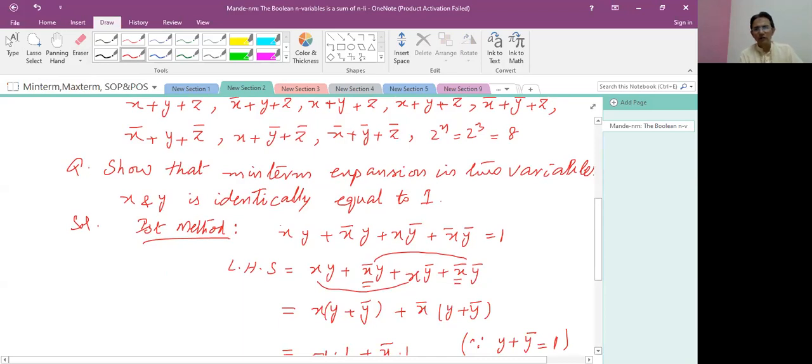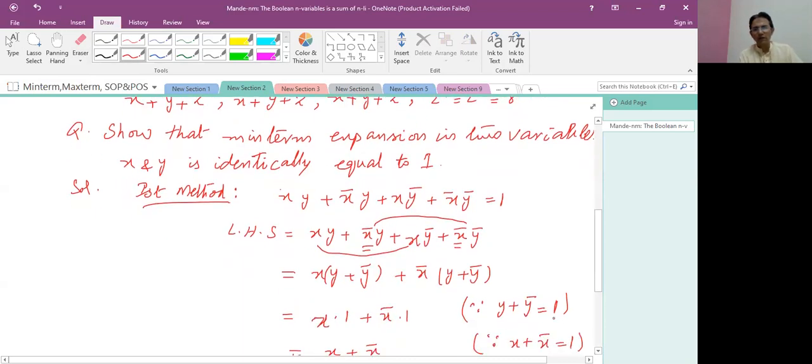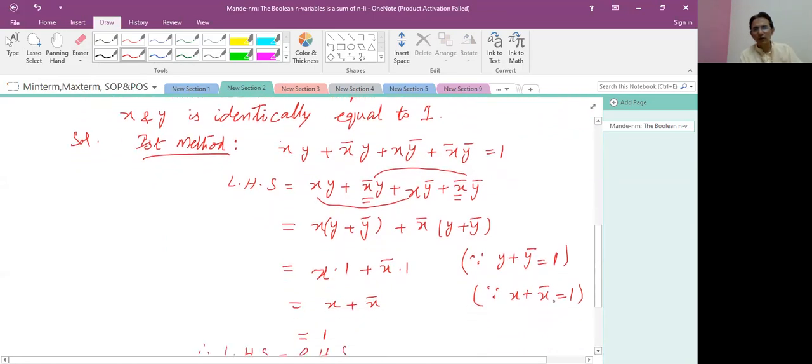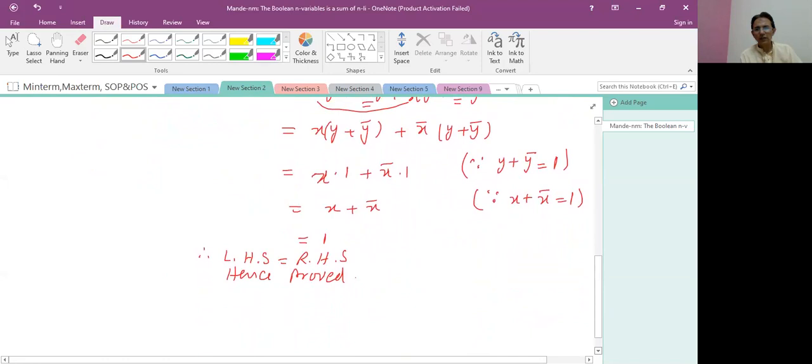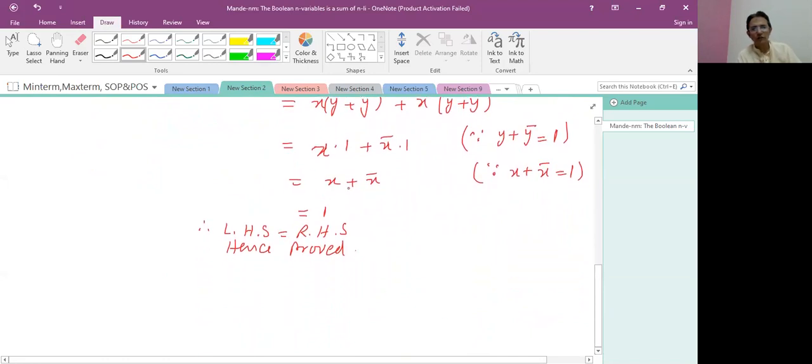So in the next step, student, as you know that y plus y complement equals 1 according to the complement law. So x dot 1 is x, and x complement into y plus y complement equals x complement into 1, which is x complement. So x plus x complement again equals 1. So left hand side is equal to right hand side. But when we do the next term, minterm identically equals to 0, then we put here.